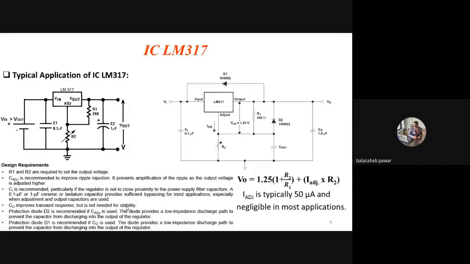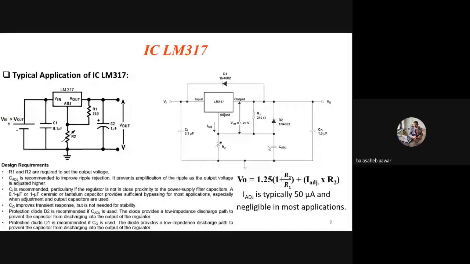Okay. Then the protection diode, that is D2, is connected between the output pin and the adjustable pin, that is pin number 2 and pin number 1. So this diode is recommended if we use this adjustable capacitor on the adjustable pin, parallel to resistor R2. Otherwise, no need of D2. The diode provides a low impedance discharge path to prevent the capacitor from discharging into the output of the regulator IC. During operation, the adjustable capacitor will get charged.